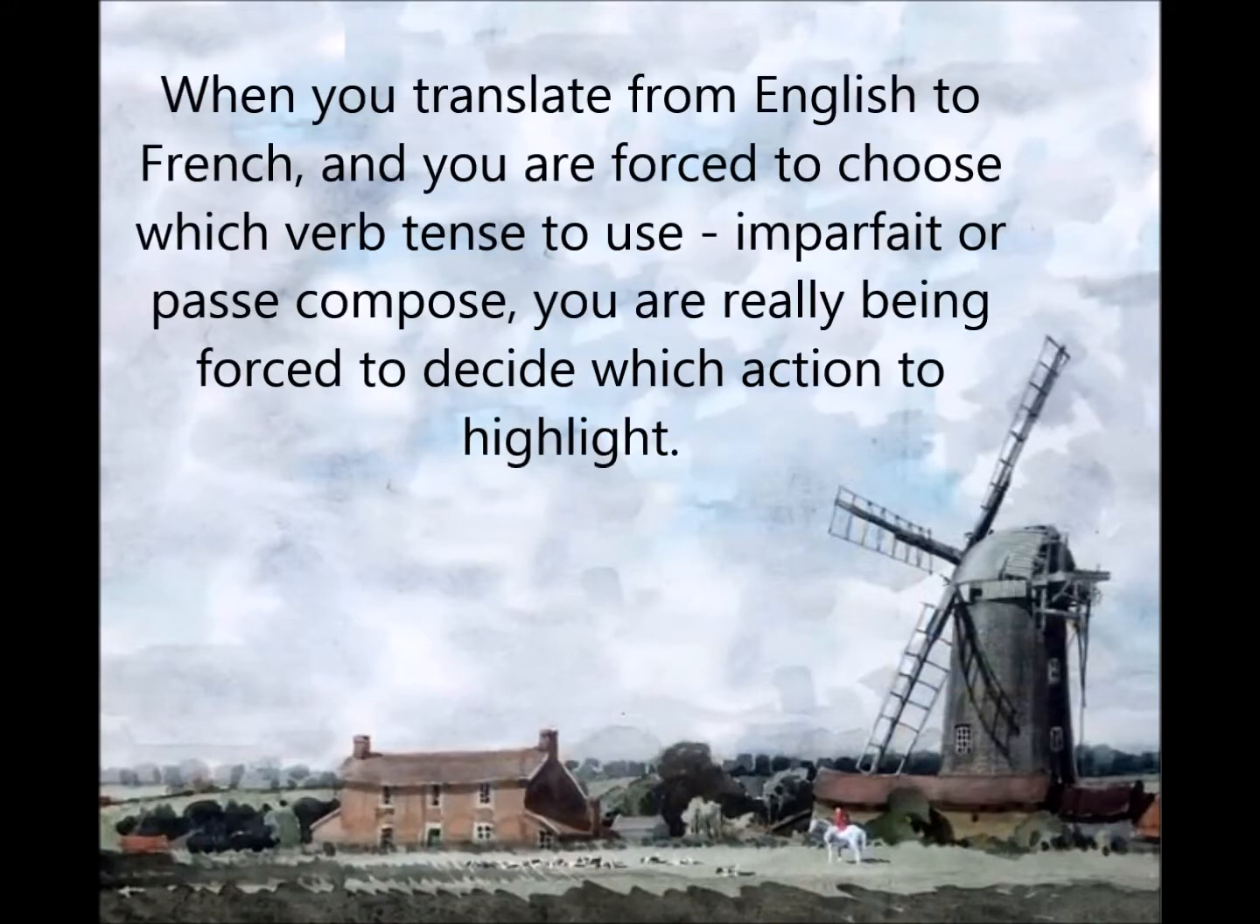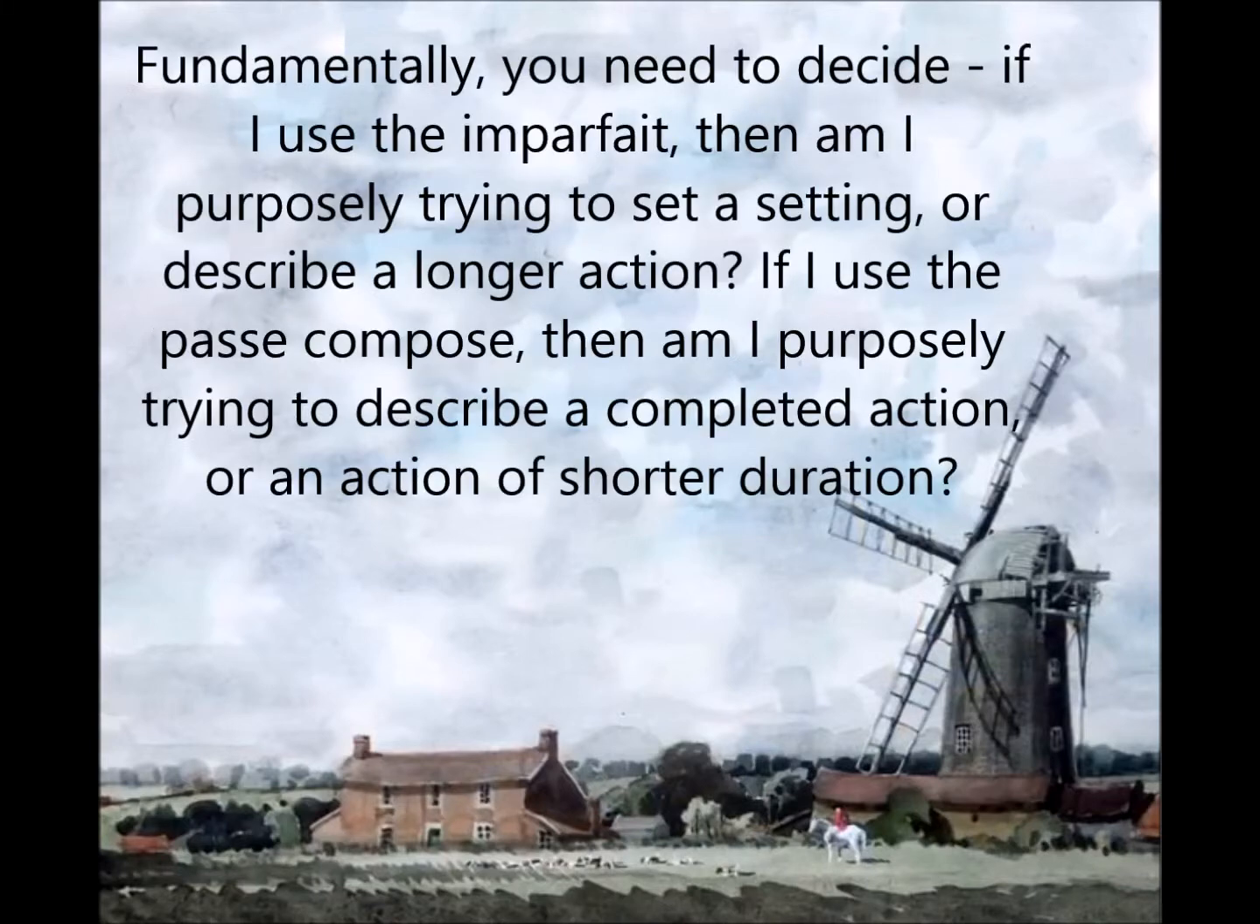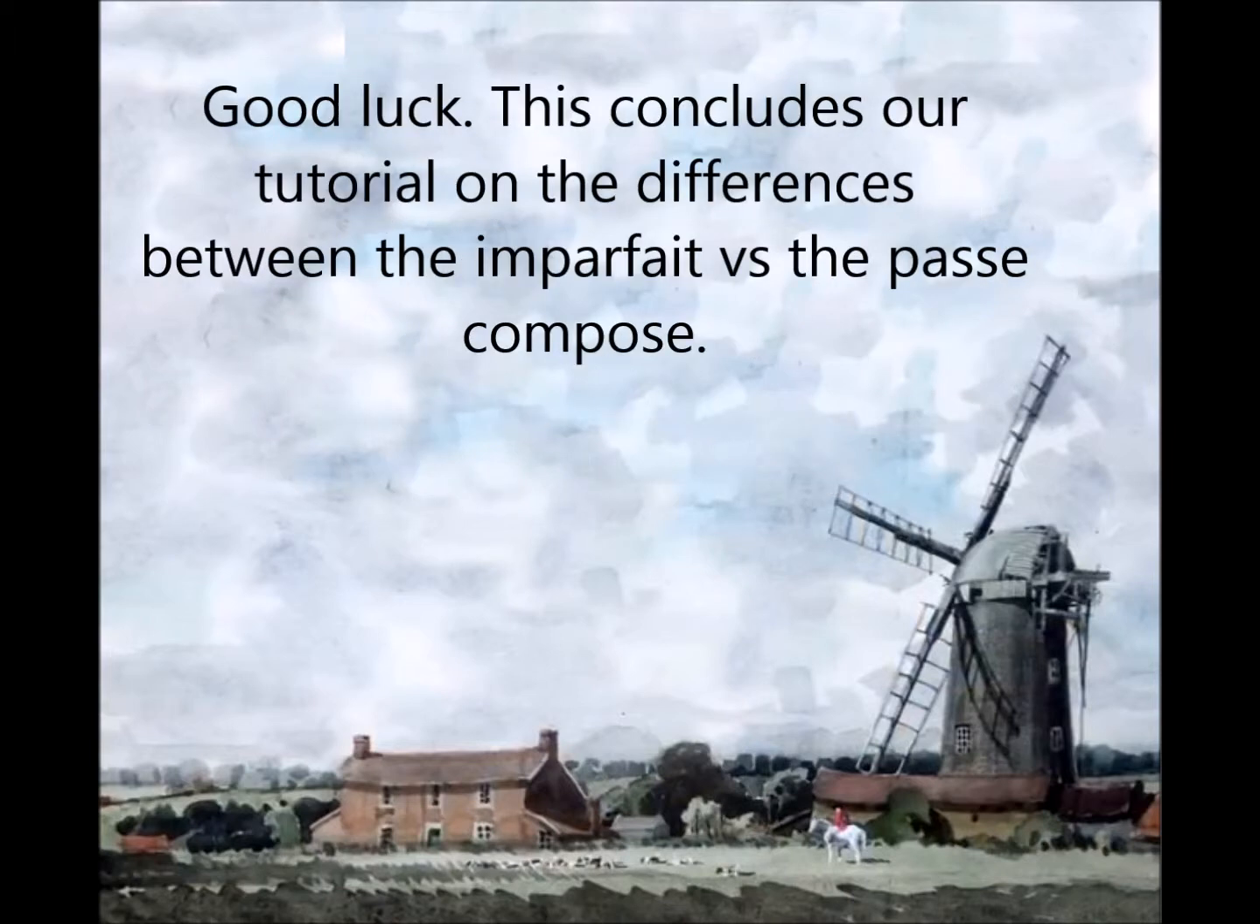composé. When you translate from English to French, you are forced to choose which verb tense to use, imparfait or passé composé. You are really being forced to decide which action to highlight. Fundamentally, you need to decide, if I use the imparfait, then am I purposely trying to set a setting or describe a longer action? If I use the passé composé, then am I purposely trying to describe a completed action or an action of shorter duration?